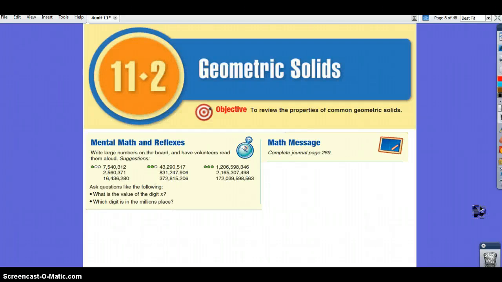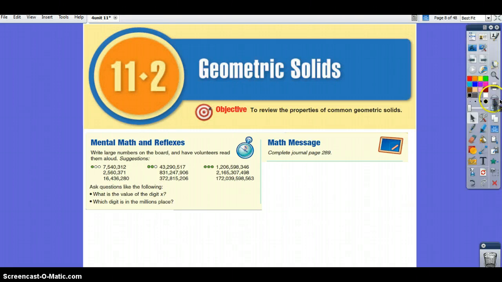Level 2 Geometric Solids. The objective? To review the properties of common geometric solids. Let's do some mental math and reflexes first.